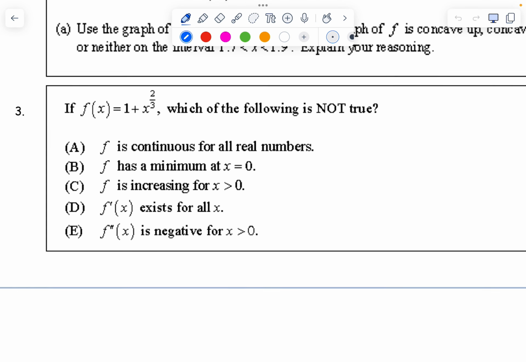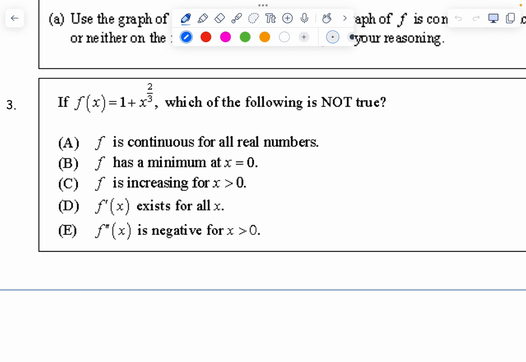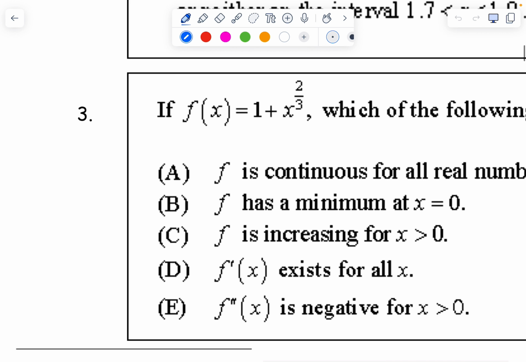f of x equals 1 plus x to the 2/3 power. Which of the following is not true? Okay, let's start by graphing this. I know some of you are thinking, how do I know how to graph the one with the fraction power? Here's a generic rule.